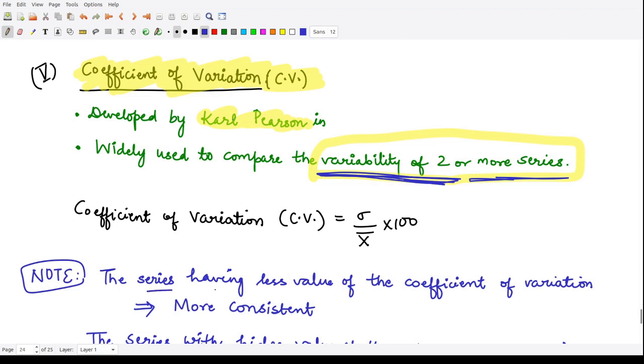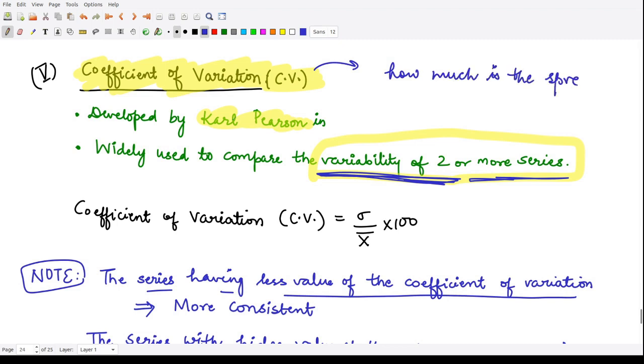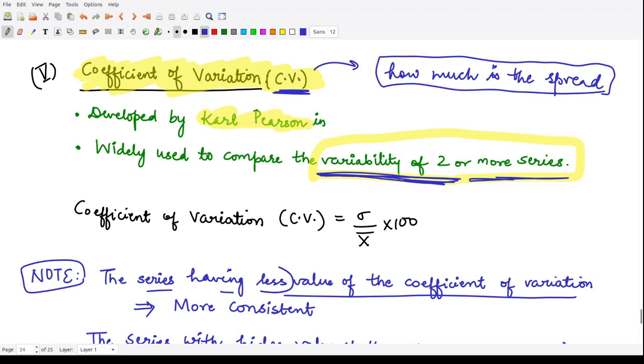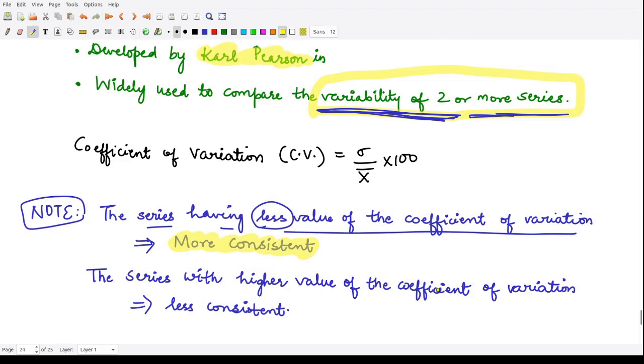The series which has less value of coefficient of variation, so this coefficient of variation basically tells you how much is the spread. If the spread of data is more, that means it is less good, right? If the value of this coefficient of variation is less, in that case there would be less spread and the series would be called more consistent, and vice versa, if the series has higher values for coefficient of variation, we call that less consistent, right? Because the spread would be more.